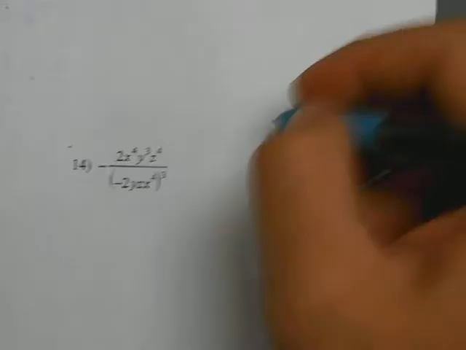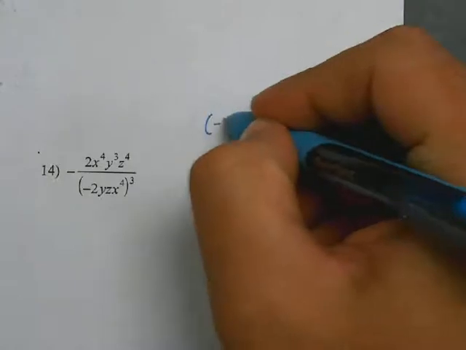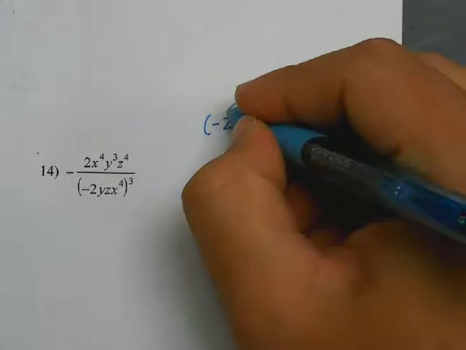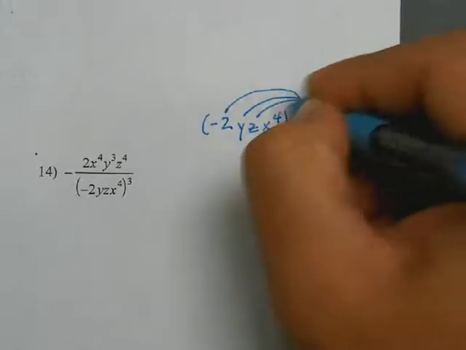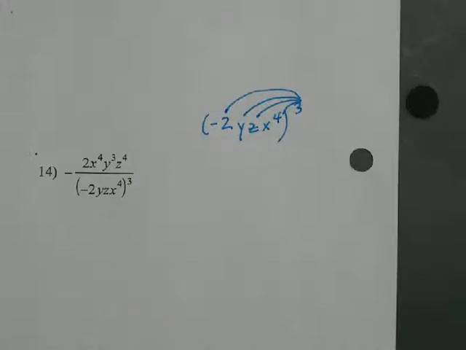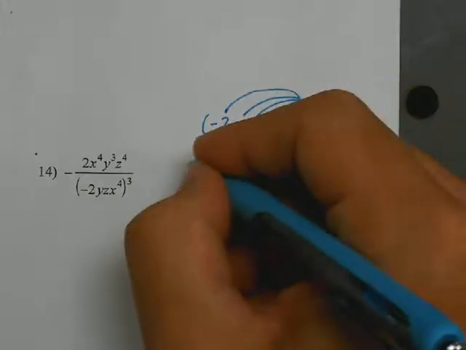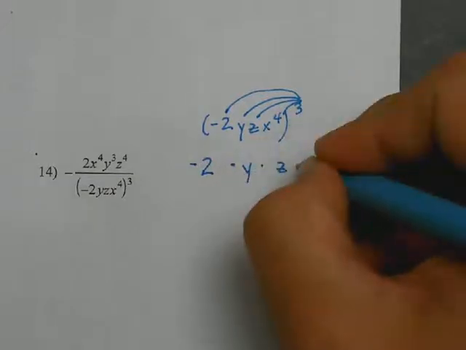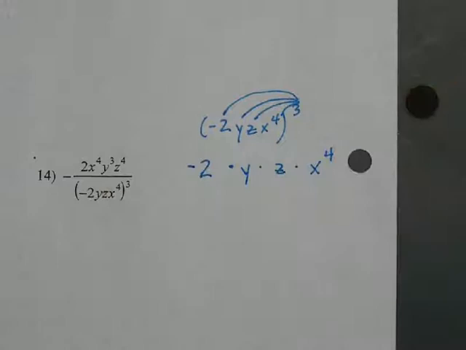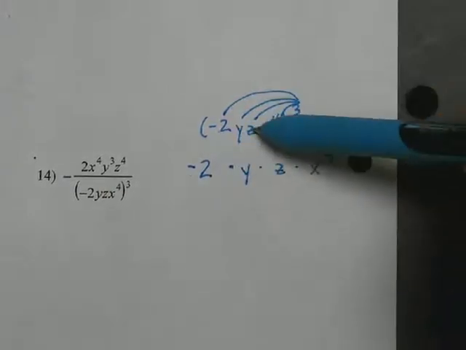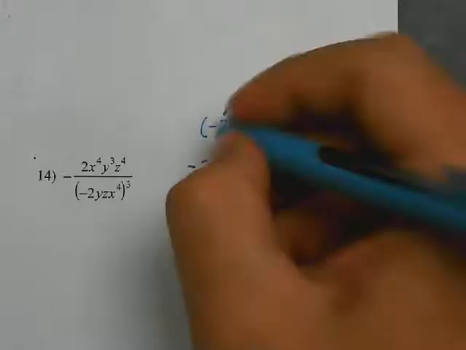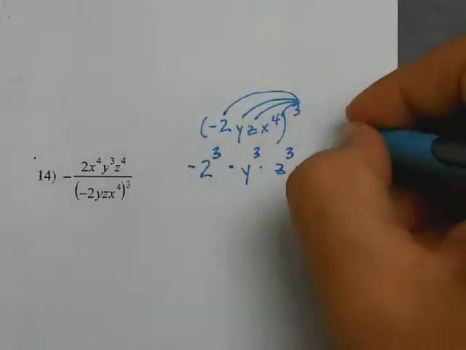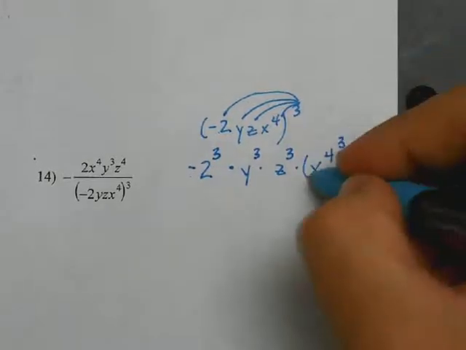So this would actually be negative 2yz x to the 4th, cubed. What I need to do is raise each factor to the power. So now this is what it looks like. Just remember, jot them down. Negative 2 times y times z times x to the 4th. The only thing I've done is copy these down right here. But now I'm going to attach a cube to all of them. So negative 2 cubed, y cubed, z cubed, and x to the 4th cubed. But this looks real goofy, so we put parentheses around it to clean it up.